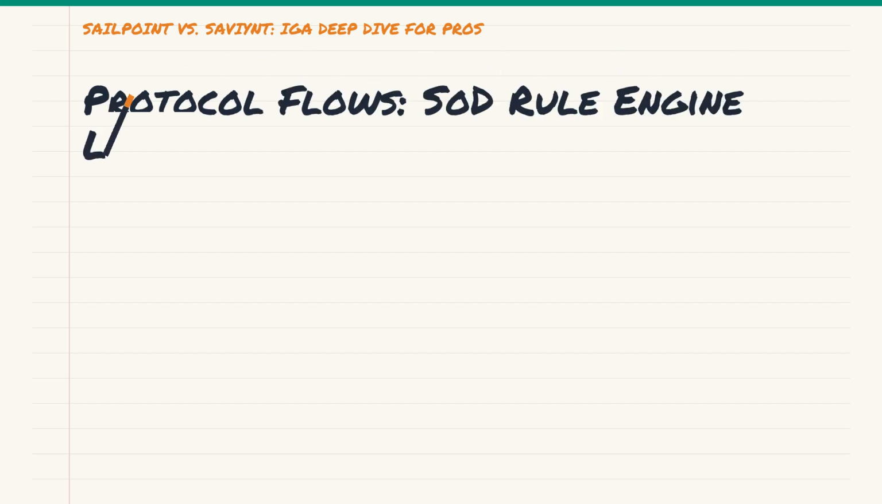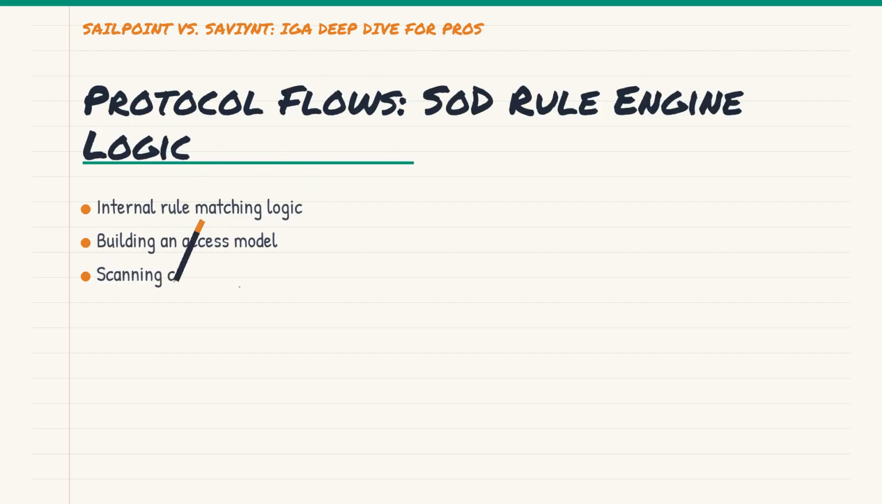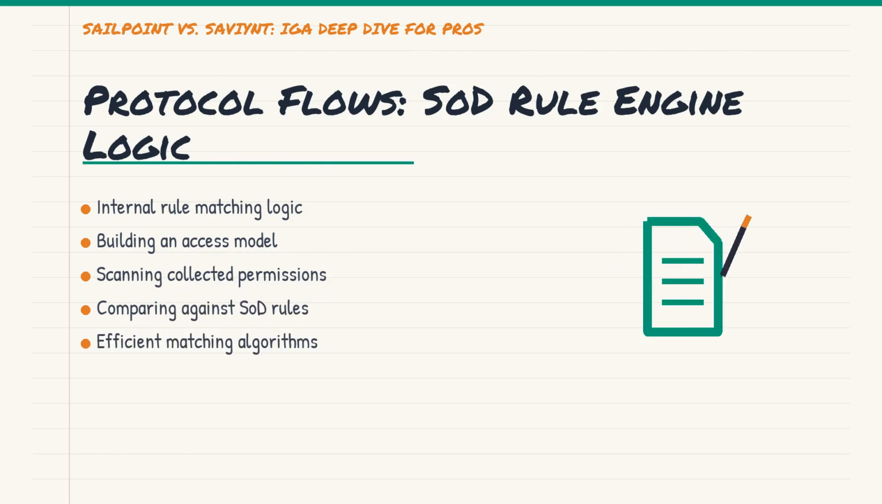For SOD, the protocol is less about network traffic and more about internal logic. The IGA tool builds an access model by querying permissions from various applications, often through their APIs or direct database access. It then compares these permissions against its predefined SOD rules. For example, if a rule says admin create and admin delete on resource X cannot be held by the same user, the engine scans the collected permissions for any user holding both. The protocol here is the internal data structure and the matching algorithm, which needs to be highly efficient and accurate to avoid false positives or negatives.